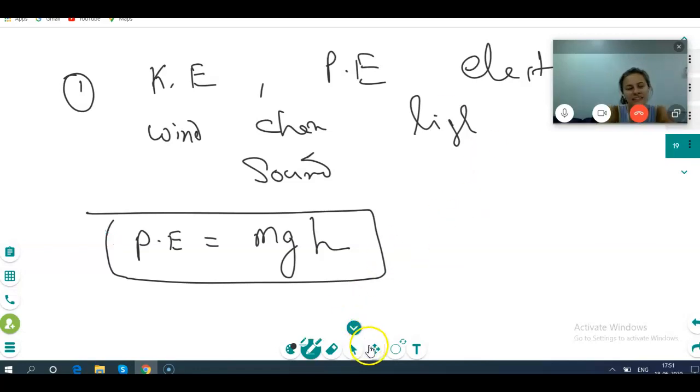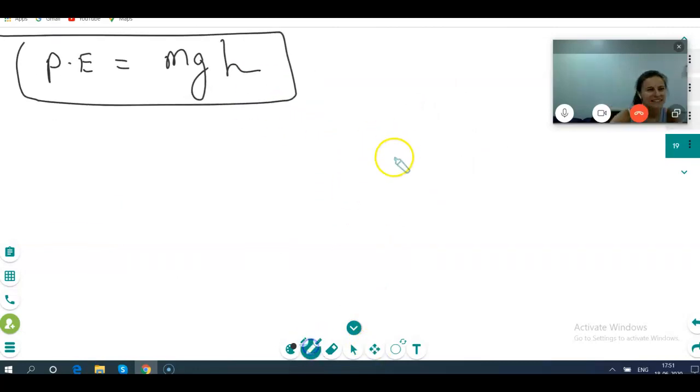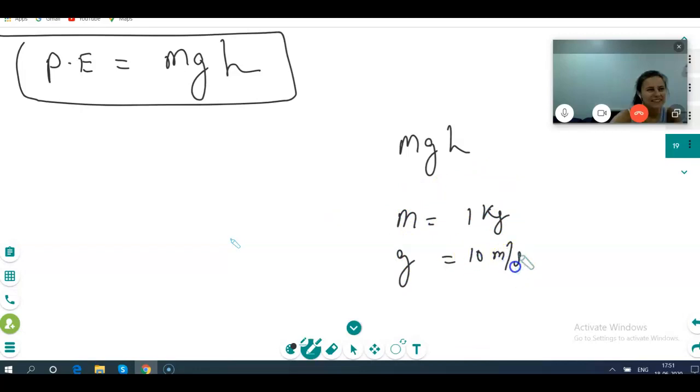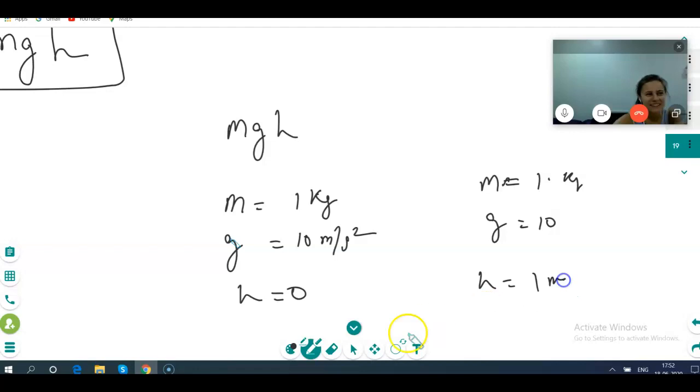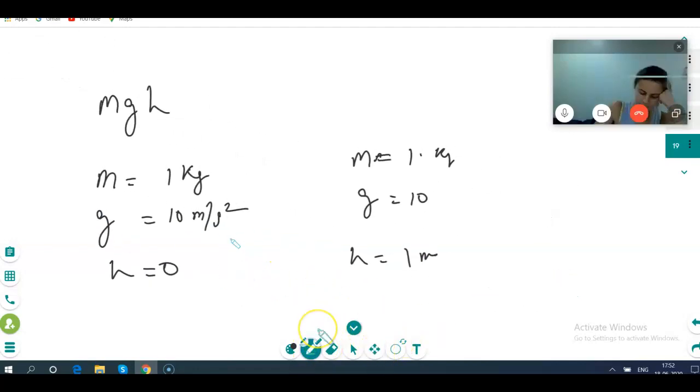Okay, I will give one more example. mgh. Suppose the mass of the cup is 1 kg, g is 10 meter per second square. Initially it was at a height of 0. Now I have taken it up to 1 meter. So m is equal to 1 kg, g is equal to 10, and h is equal to 1 meter. So how much energy did this cup get?